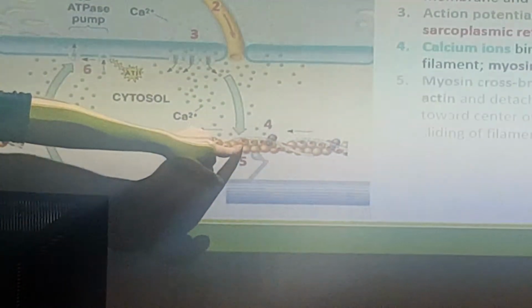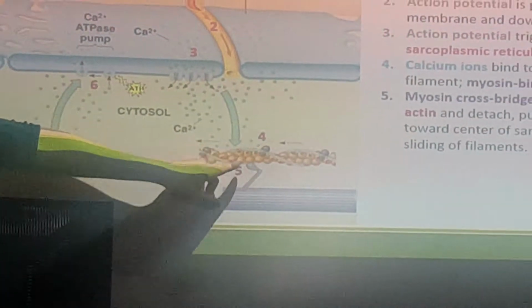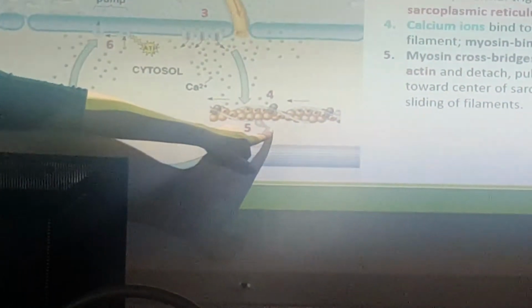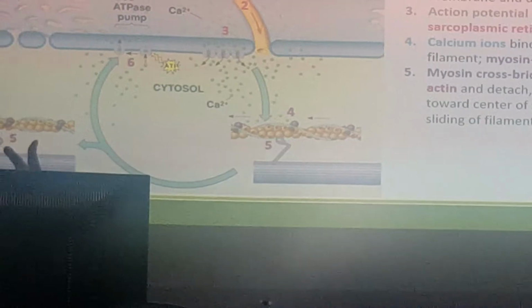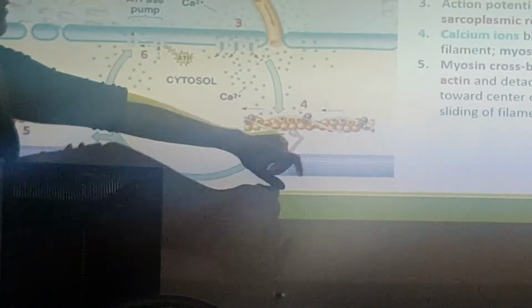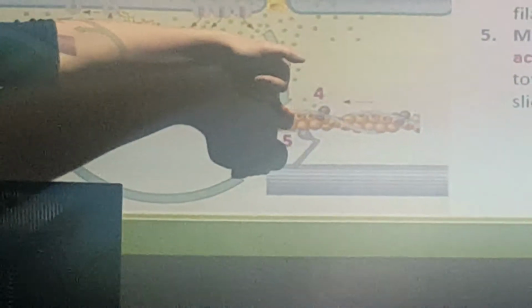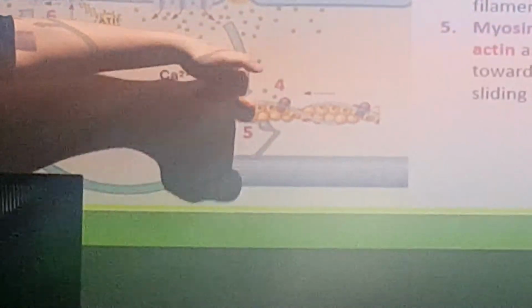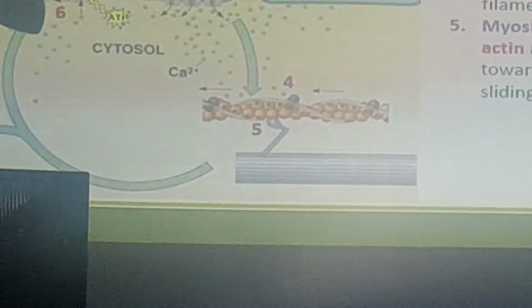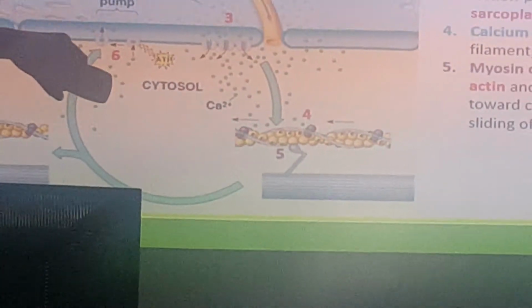With the myosin binding sites exposed, myosin cross bridges can now be formed. So myosin heads, or you could call them myosin cross bridges, will now bind to the myosin binding sites on the actin, and the myosin heads will pull the actin towards the center of the sarcomere. That's a muscular contraction.